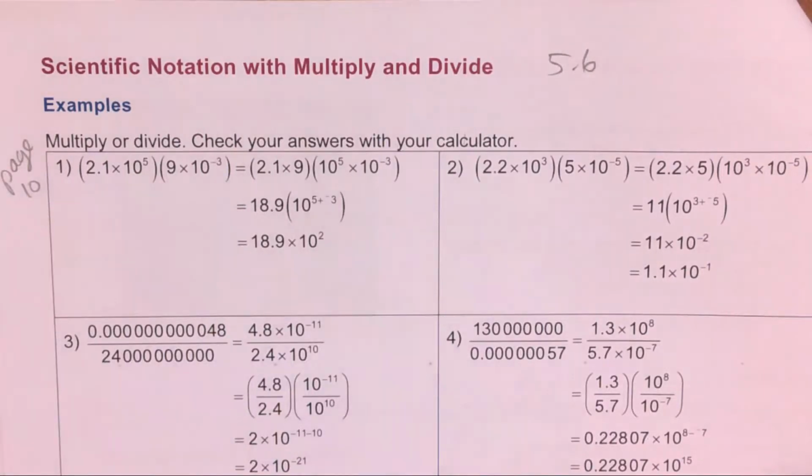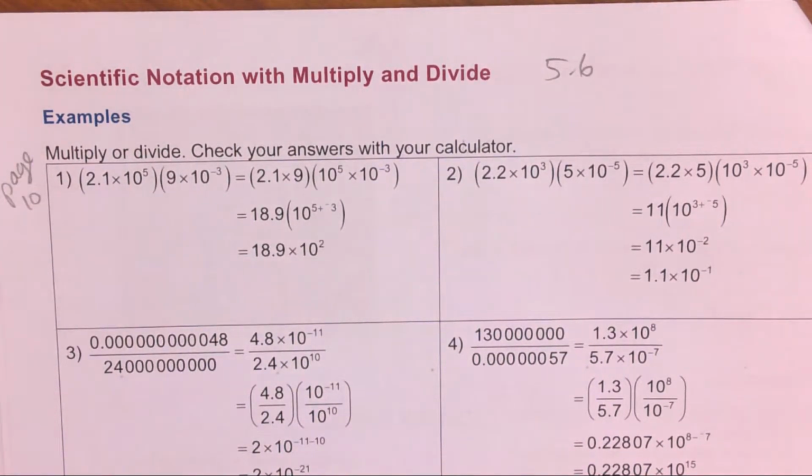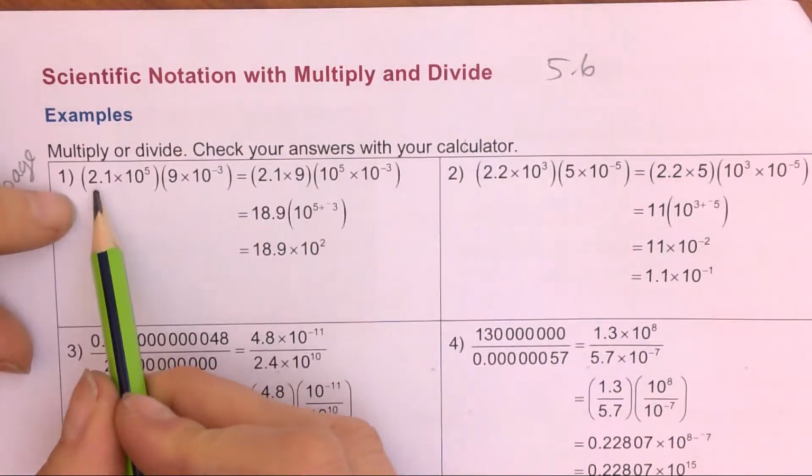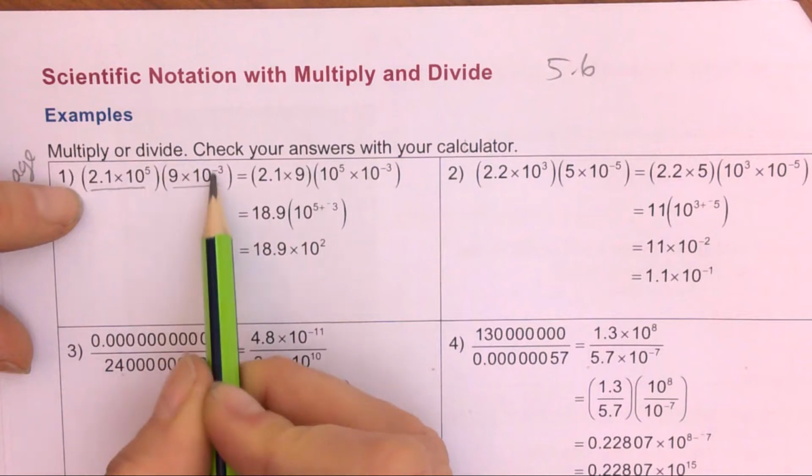Okay, so we're still doing 5.6 and we're on page 10. Now, one of the main reasons why we put things in scientific notation is because multiplying and dividing is very easy with very big numbers and very small numbers when we use scientific notation. So here is a scientific notation number, and here's another number in scientific notation.